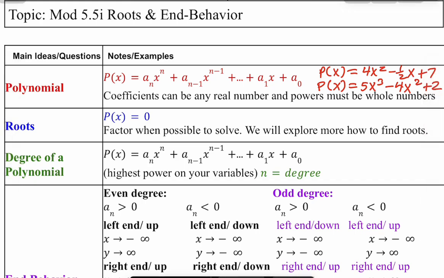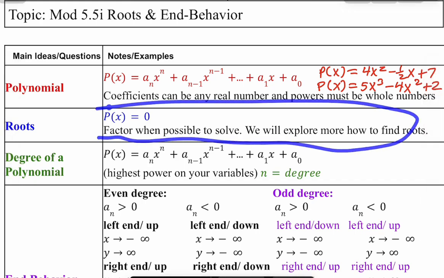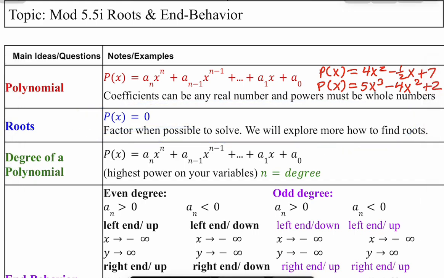Just like before, the roots are where that function equals 0. So factoring is going to be our key here. We will explore more how to find the actual roots if it is a complicated function as we go through the next few lessons. So factoring is really the way to go. I'll remind you of some of the rules of factoring when it's going to happen, okay?